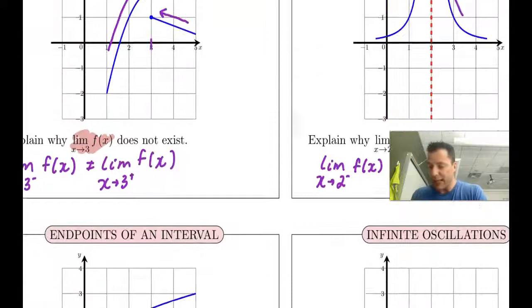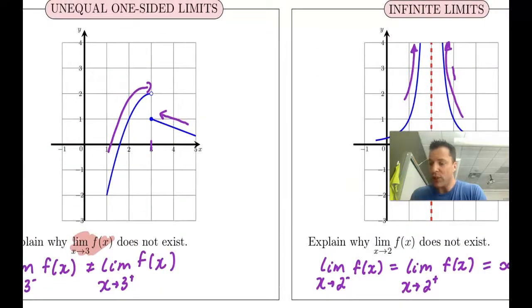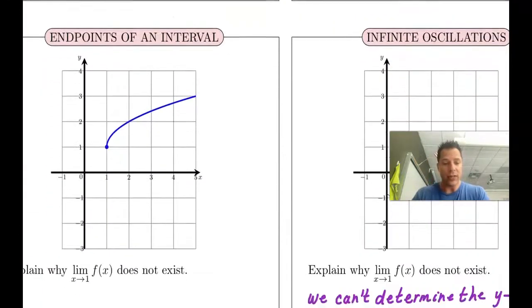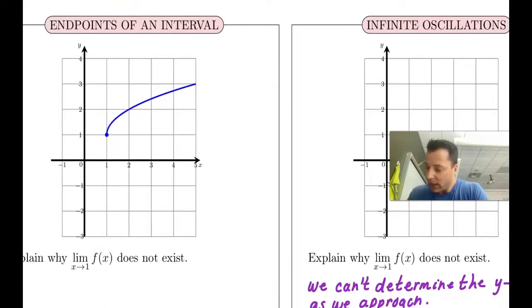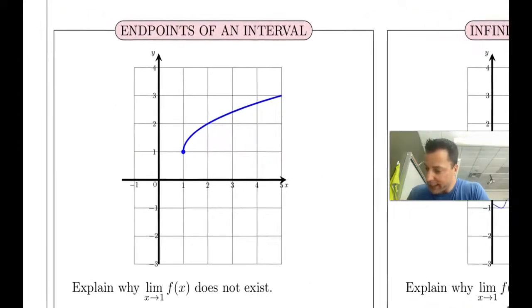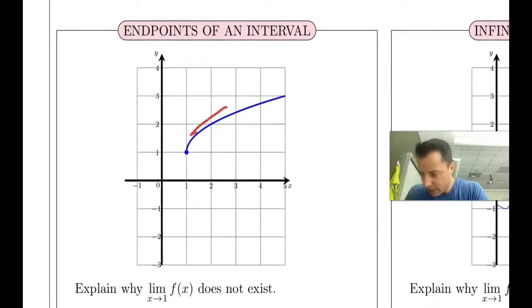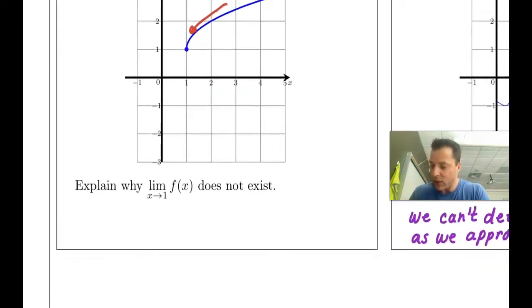And finally, the last one here, the x value is approaching an endpoint. If we look at the limit as x approaches 1, it's an endpoint. We only have the right-handed limit. So we know that the limit as x approaches 1 from the right exists. Okay, it's 1. Well, what about that left-hand limit?